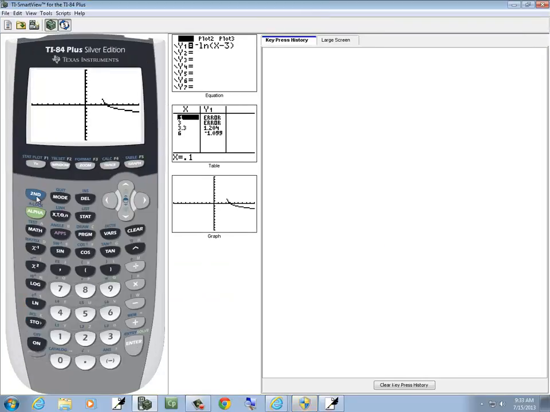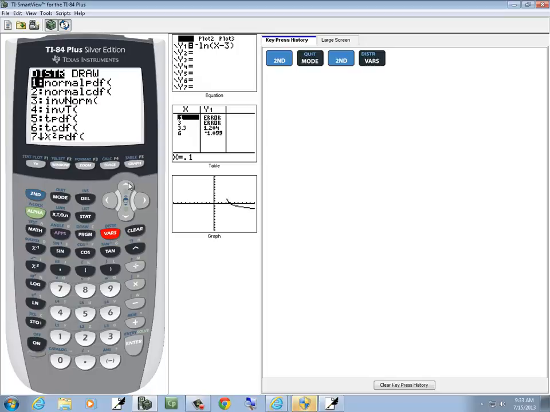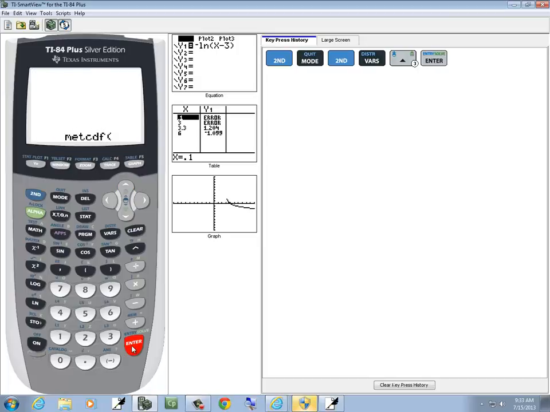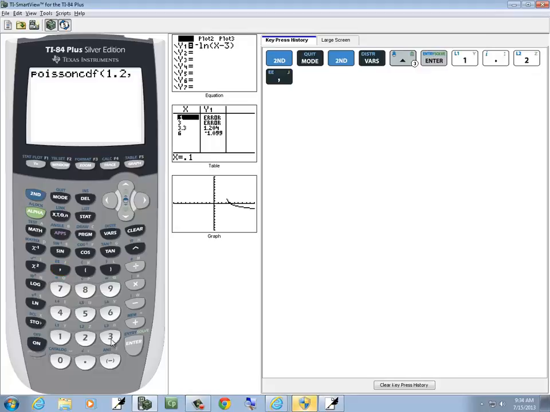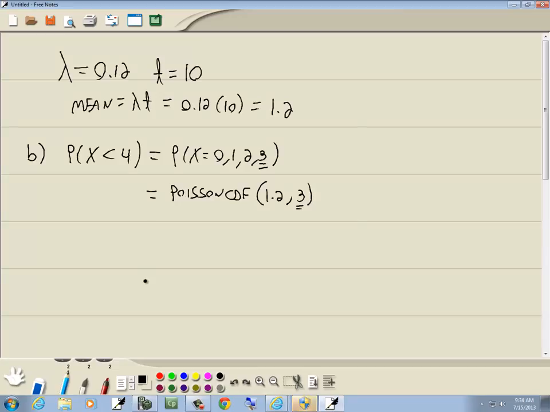Okay, so I'm going to exit out. It was in graph mode. We go into our distribution, so I do second vars, then up arrow. That probably is the fastest way to find it. Go to Poisson CDF and press enter. Then we put in our mean, which is 1.2, comma, and then our x value, which was 3. You can put a closing parenthesis if you want, but you don't have to at the very end. Enter, and we get 0.9662.